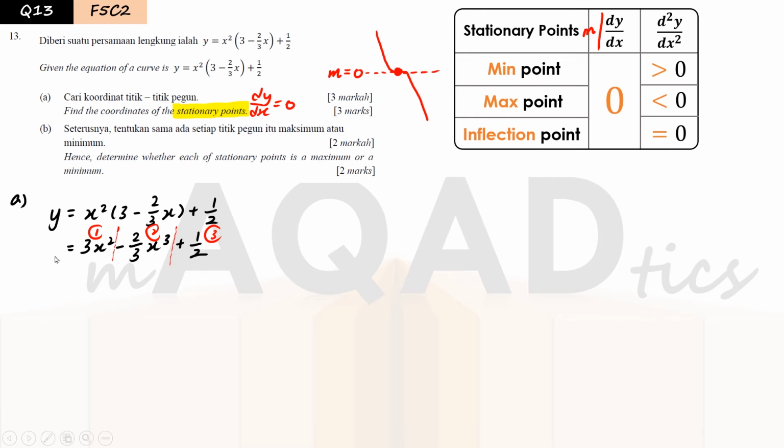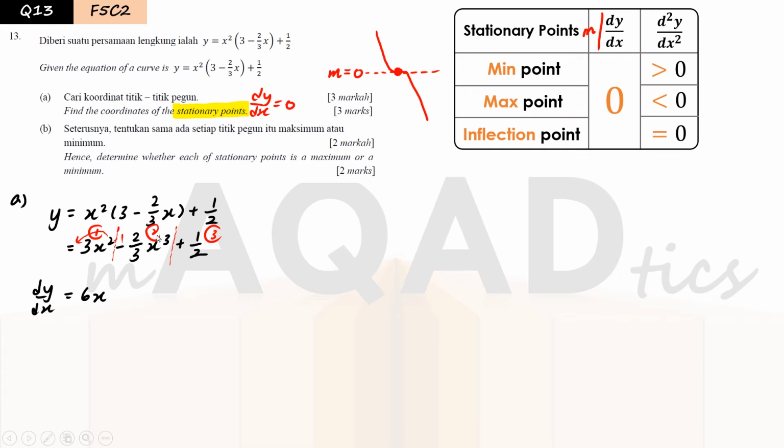Alright, so let's start off with the first one. So here I am going to copy the power in front, and then I'm going to minus 1 from the power. So here would be 2 times 3, which is 6, and the power would be 1. So here is just x.